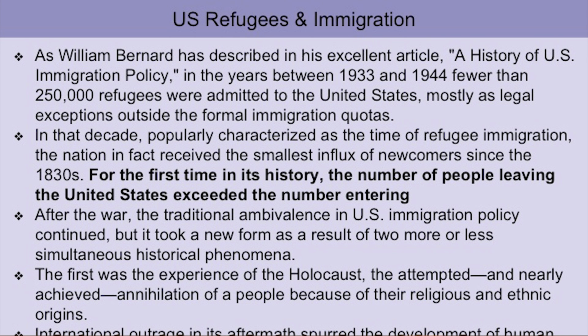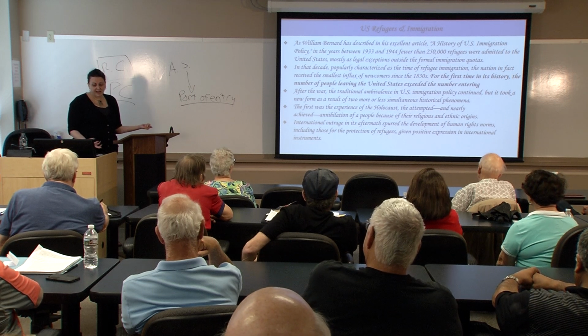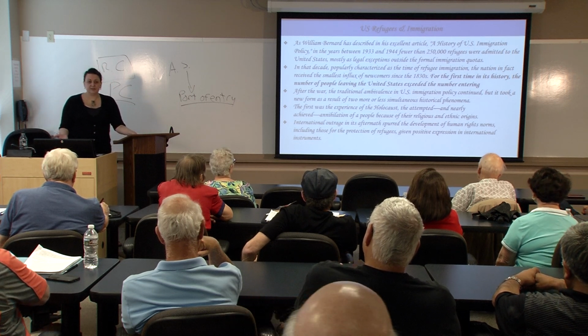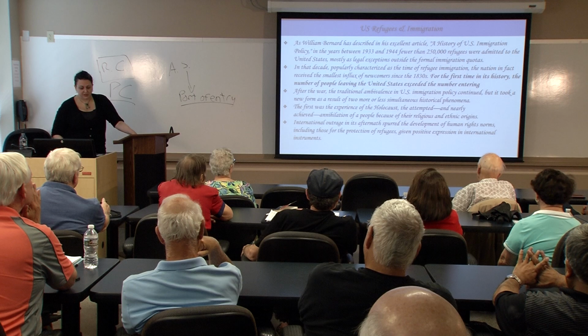After the war, the traditional ambivalence in US immigration policy continued, but it took a new form as a result of two more or less simultaneous historical phenomena. The first was the experience of the Holocaust, which attempted and nearly succeeded in achieving the annihilation of a people because of their religious and ethnic origins. International outrage in its aftermath spurred the development of the norms that I spoke about before, the Human Rights Convention, plus the Convention on Refugees of 1951, as the legal instruments to prevent that. And secondly, the United States was now a world power, and it was dedicated in large part to the containment of communism. So a more instrumentalist view of immigration and refugees was applied.